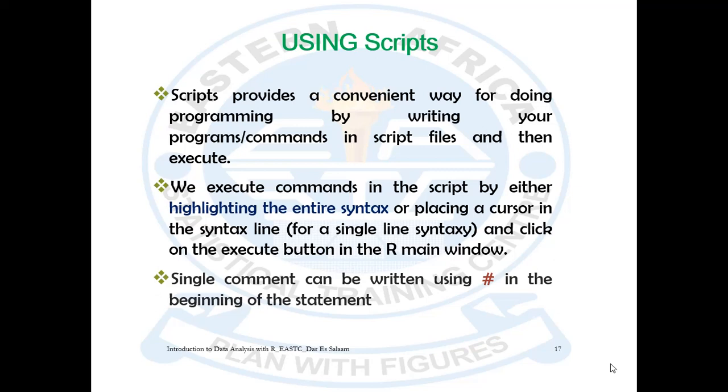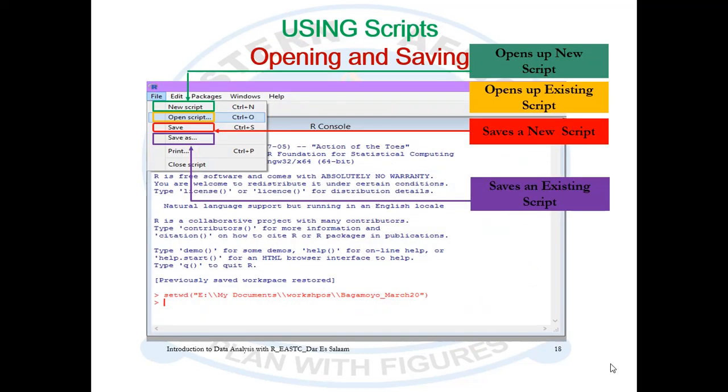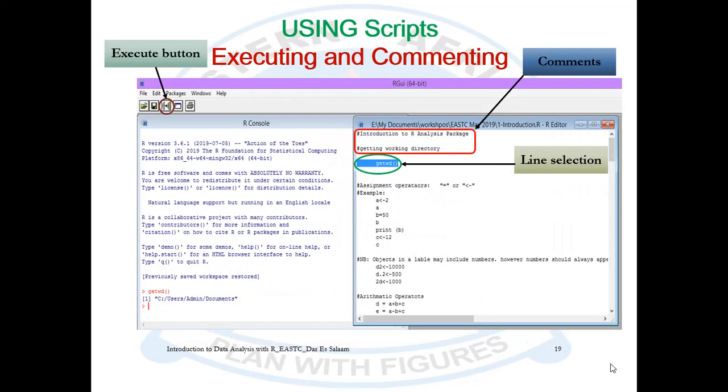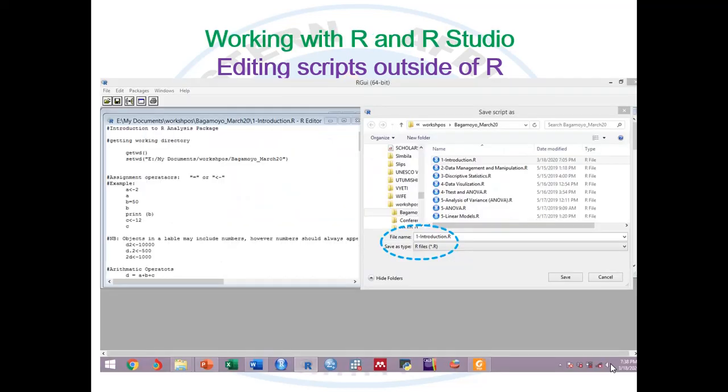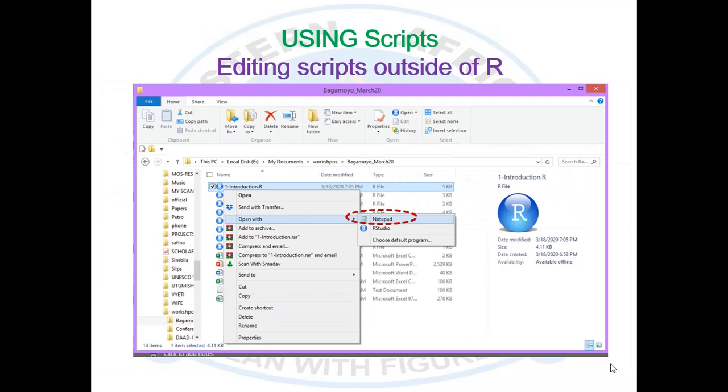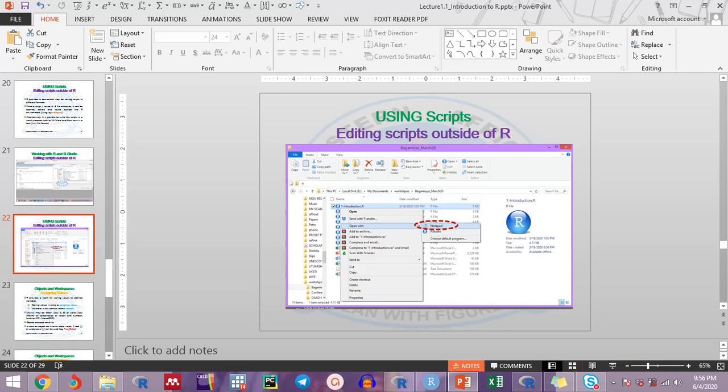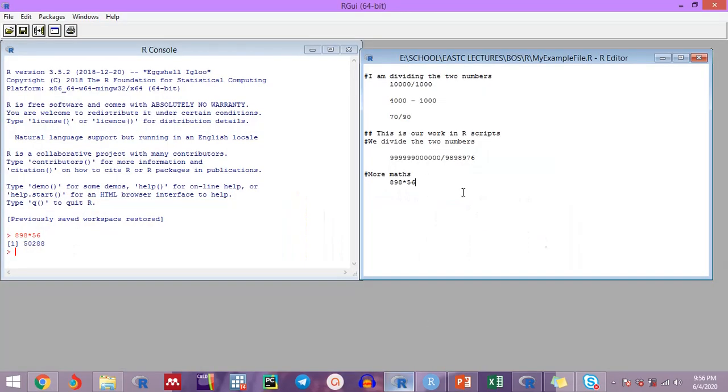Now here's some clarification on how to use the script, as you have seen. And this is the execute button. We have also seen how to work on this. We have editing scripts outside our environment. This is another thing that we can work on. I'm going to show you shortly. Let's go back to RStudio. We have our script.